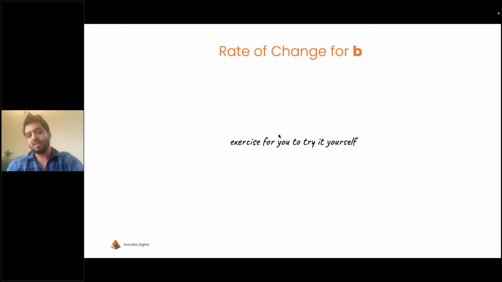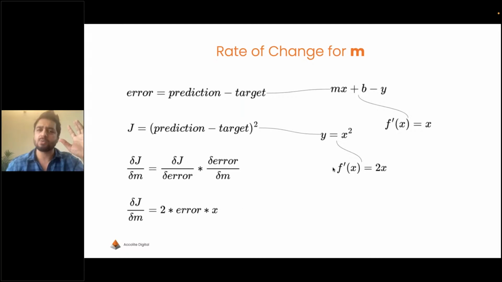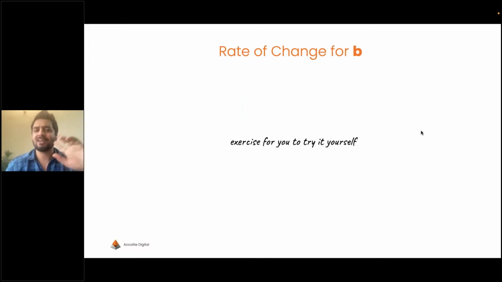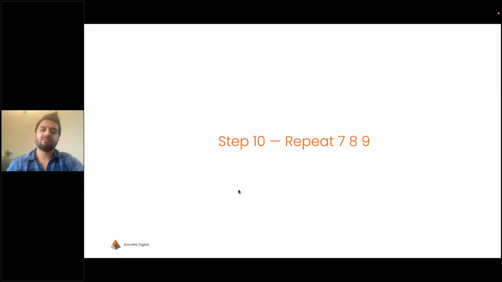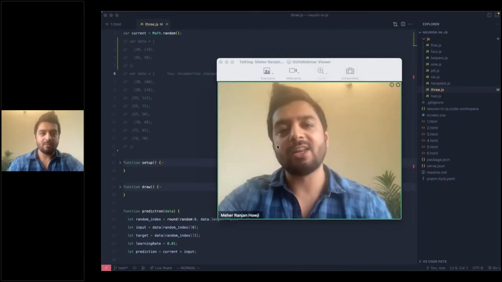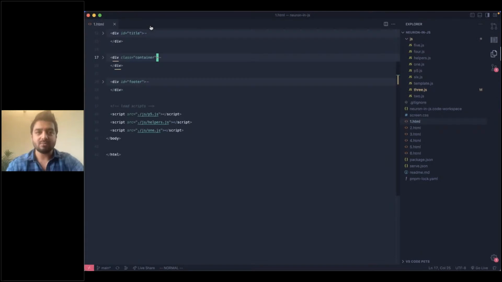And for the rate of change for B, I wish this session was a little longer, but if you have got the idea of how this works, take this as an exercise and try to find the rate of change for B. Once we have done that, we can adjust the weights. Step 10 is to repeat your feed forward, find the error, and again adjust your weights. Now let's quickly look into the code that does that.